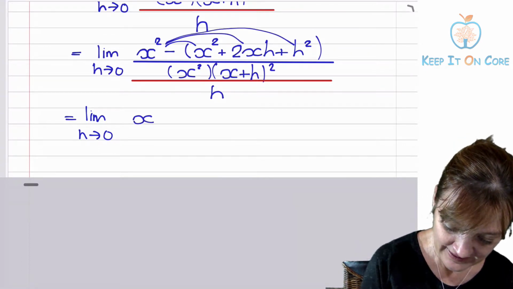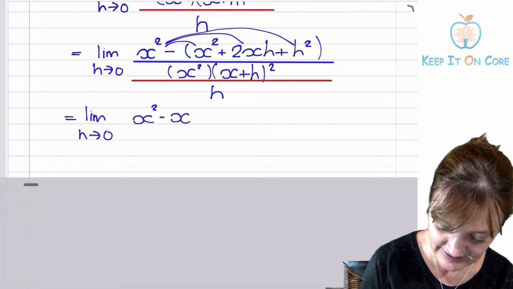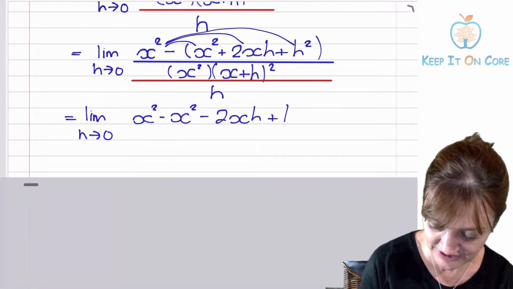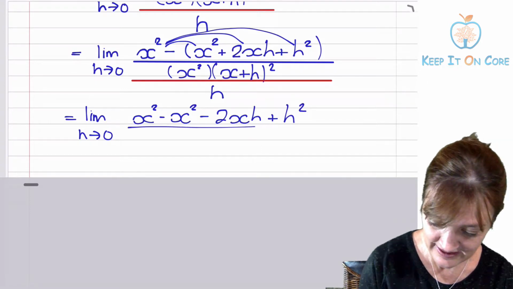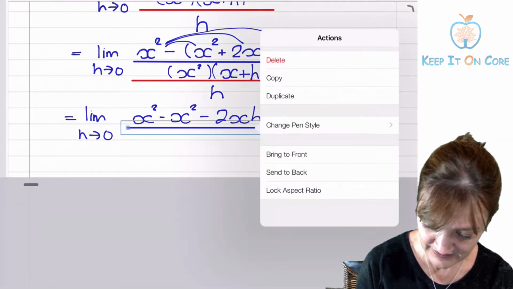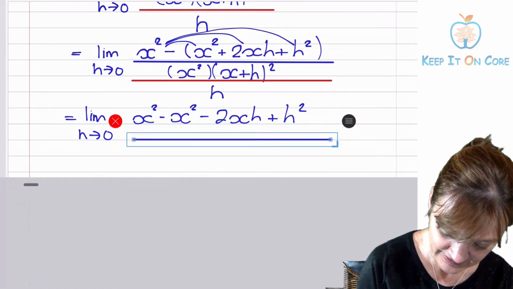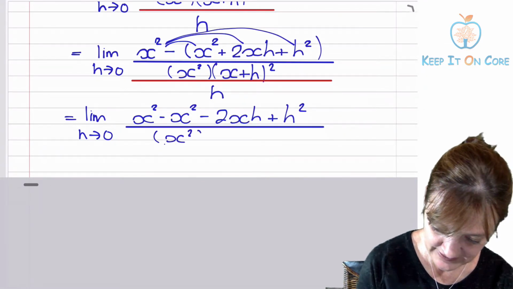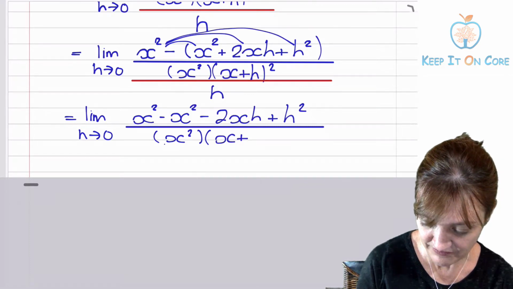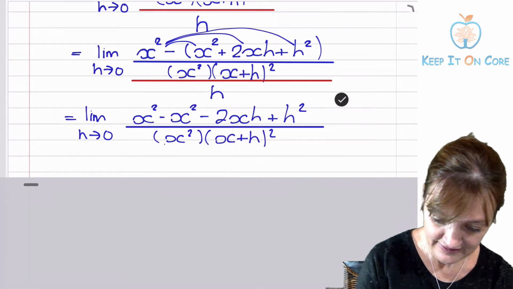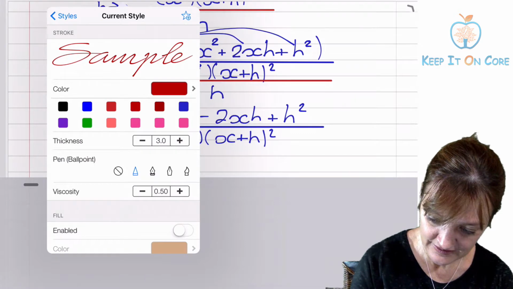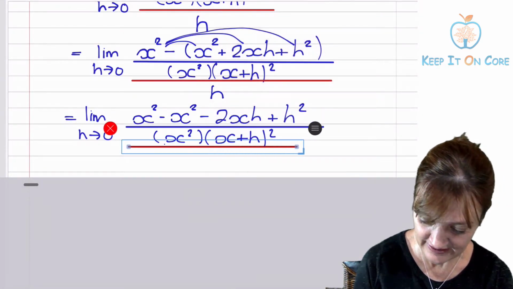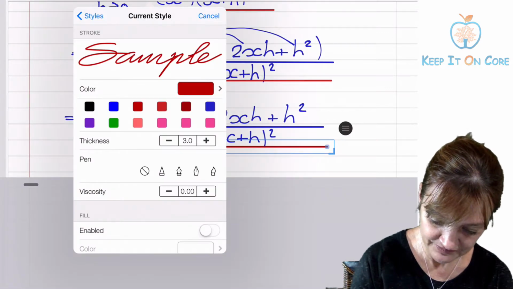So x squared minus 2xh plus h squared. That is over the LCD, which was x squared, x plus h all squared. And over, okay, so there's our divide line, and it's all over h.